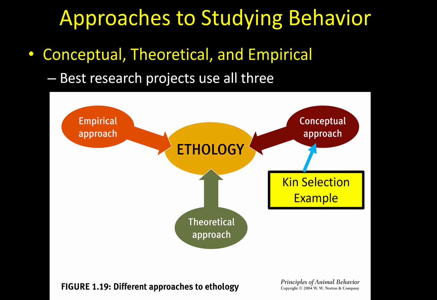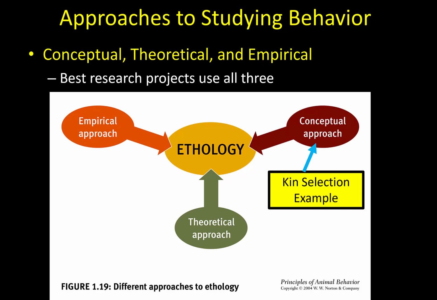The conceptual approach is best exemplified by that kin selection example I gave you. It's how seemingly disparate or disagreeing aspects of the biology or behavior of an animal can sometimes come together in new and interesting ways and lead us to breakthrough understandings of how seemingly disconnected aspects of an animal's behavior are in fact working synergistically together. They're working together to enhance the animal's fitness.